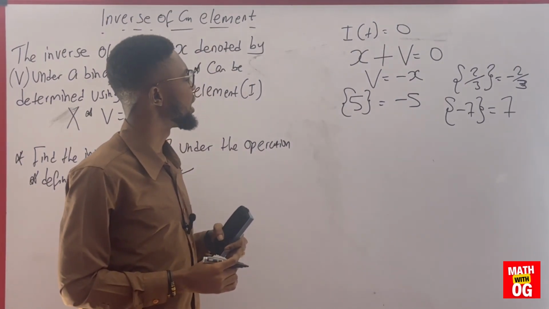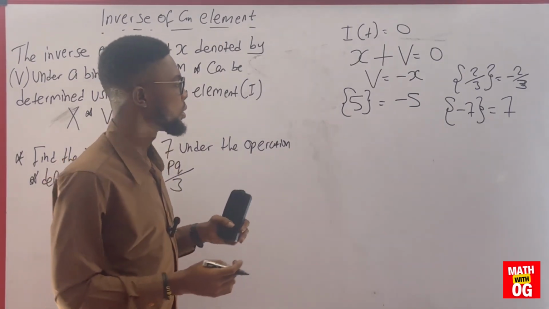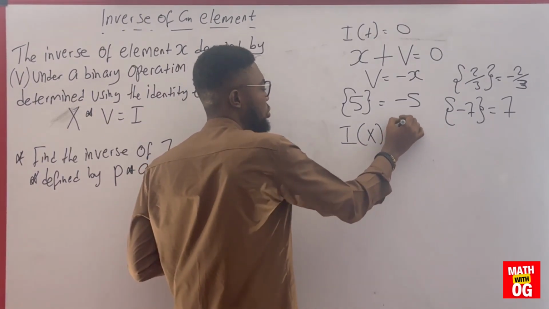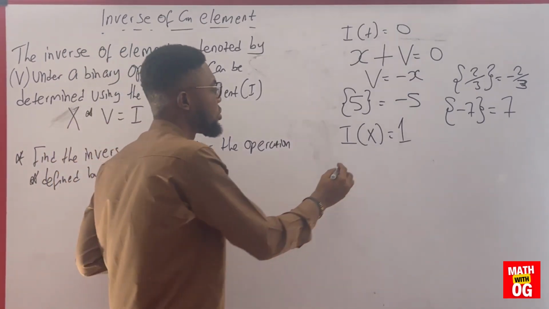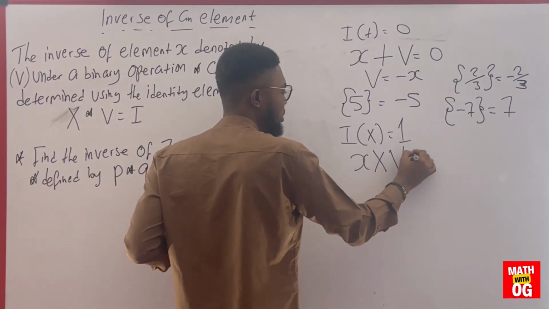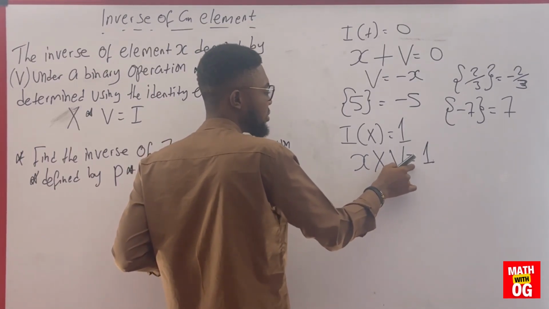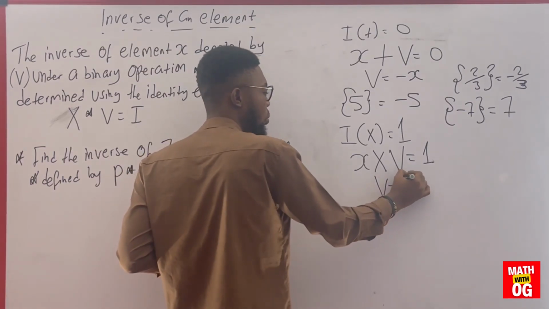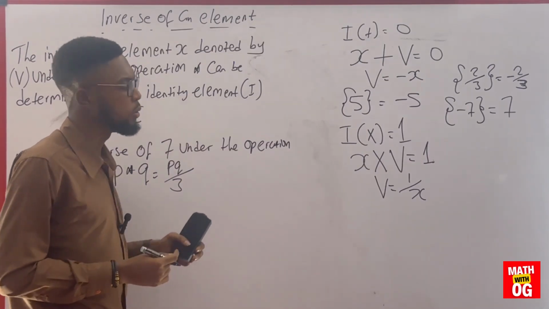Now, next thing we should be looking at is multiplication, that's the inverse under multiplication. The identity element for multiplication, we agreed it is equal to 1. So an element we multiply by its inverse to give us the identity element, which is 1. So the inverse of x will be equal to 1 all over x.